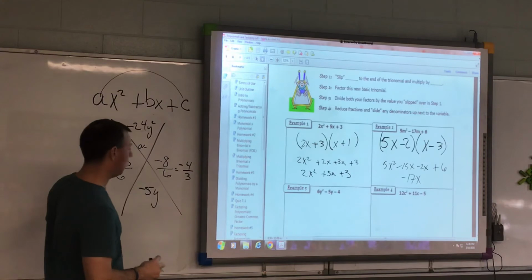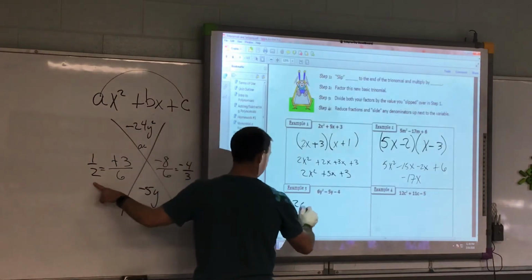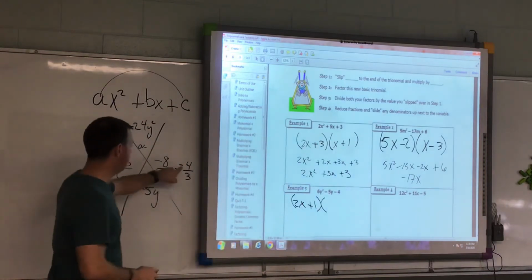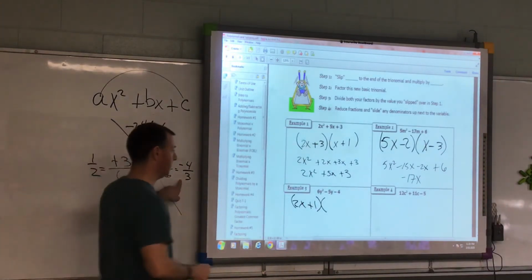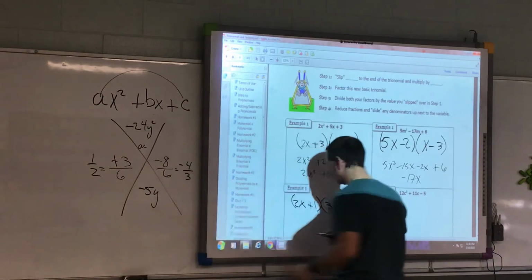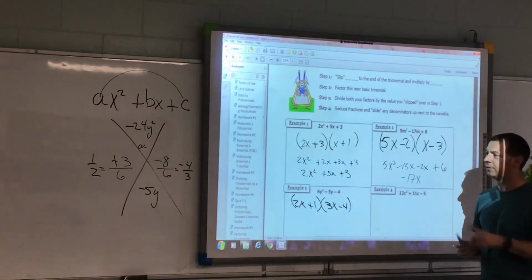So if my fractions are 1/2, that would be 2x plus 1. And negative 4/3 would be 3x minus 4. So there are my two factors.